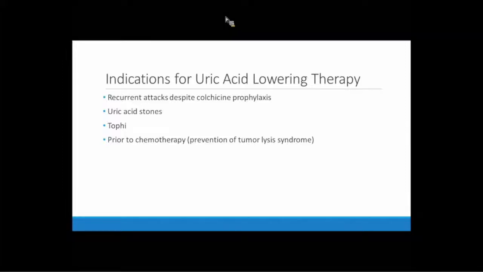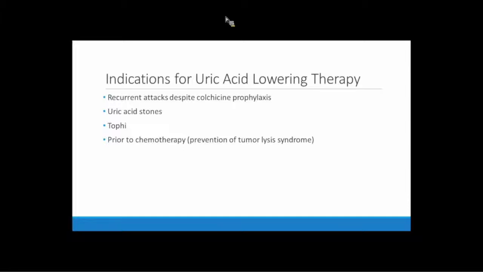So here are what I consider to be the indication: recurrent attacks despite colchicine prophylaxis. So if you think somebody's going to have problems with recurrent episodes of gout, the way you get to first base for uric acid lowering is to put them on prophylactic colchicine and demonstrate that they fail. If they don't fail, your job's done.